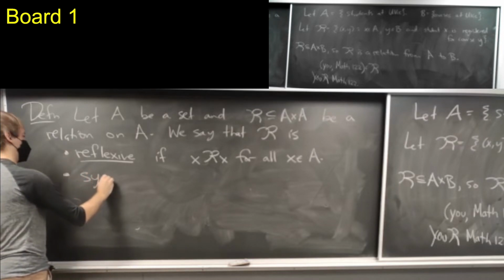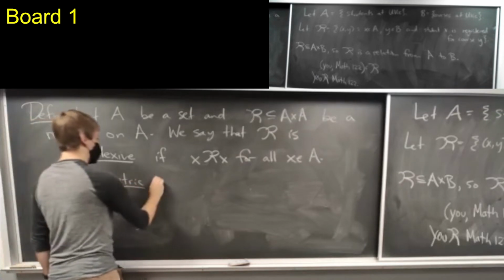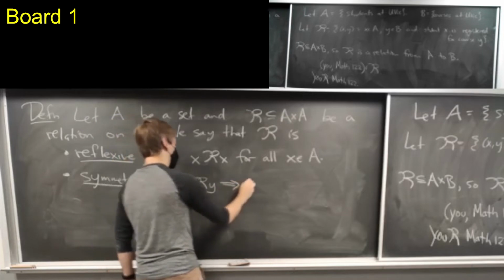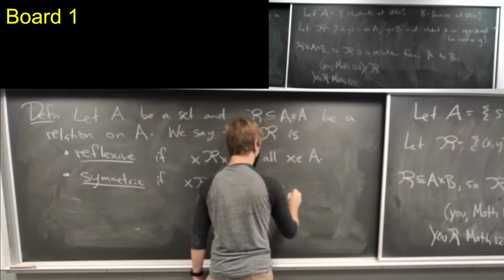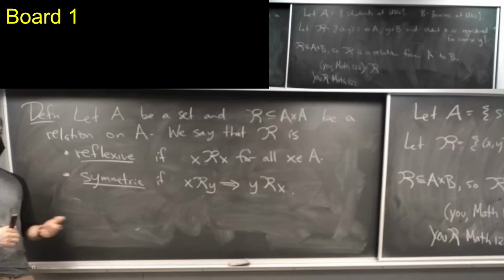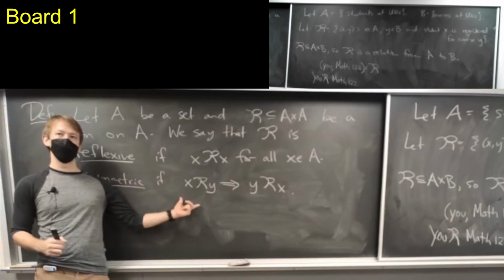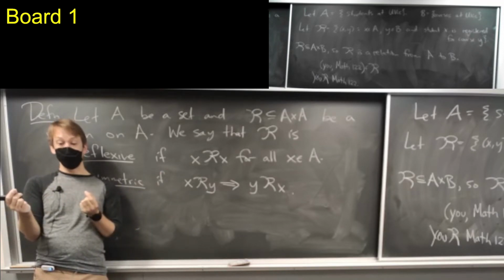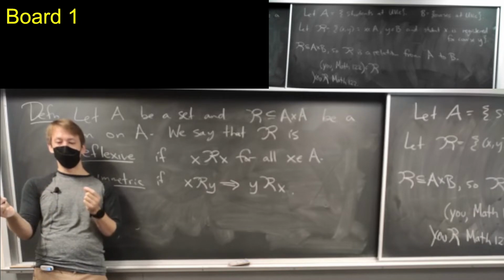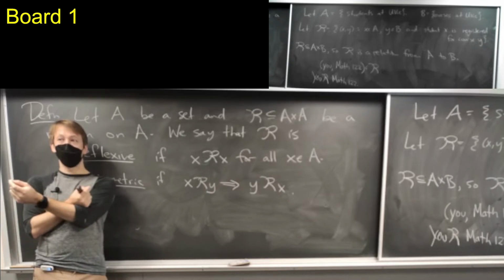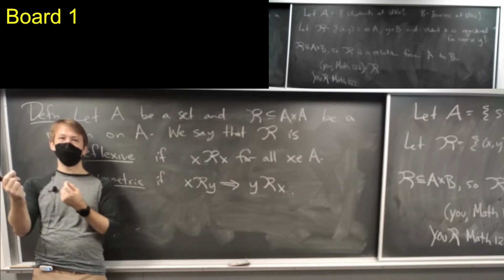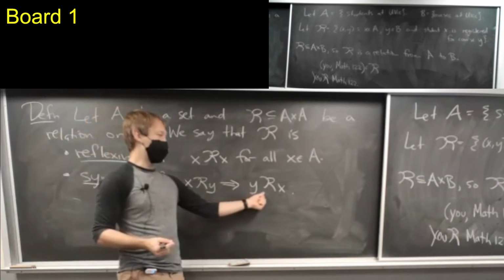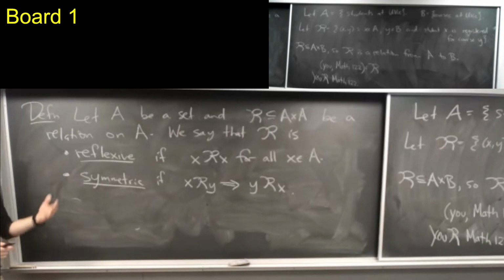It's symmetric if whenever X is related to Y, you also have that Y is related to X. This has already come up today, in disguise, before we even talked about relations. Remember we talked about congruence mod 3, or mod M. We said it's symmetric: if A is congruent to B mod 3, then B is congruent to A mod 3. That's the idea of a symmetric relation. When X is related to Y, then Y is related to X. So that's the meaning of symmetric.